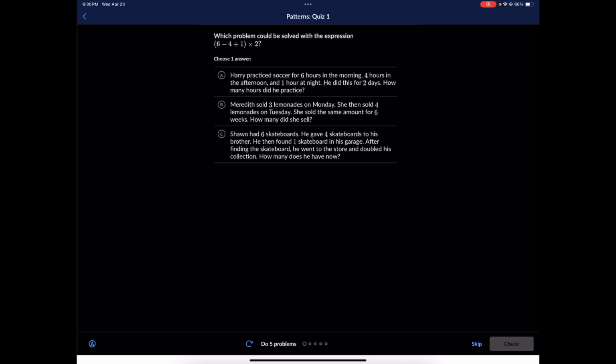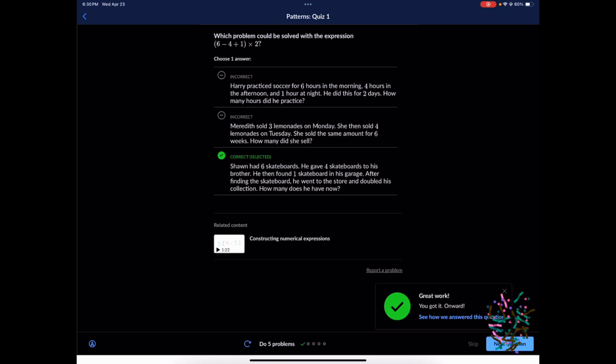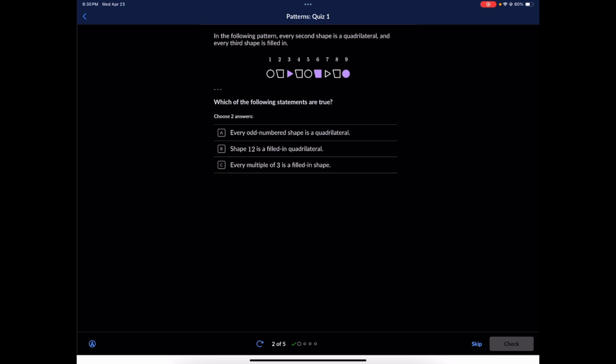Which problem could be solved with the expression 6 minus 4 plus 1 times 2? The answer is C. If you got that, great job. In the following pattern, every second shape is a quadrilateral, and every third shape is filled in. Which of the following statements are true? If you got B and C, then you are correct.